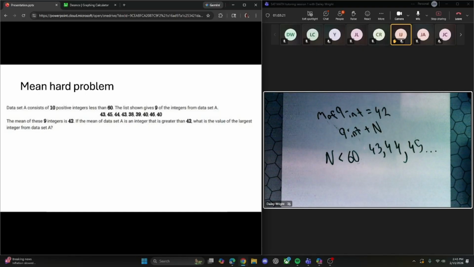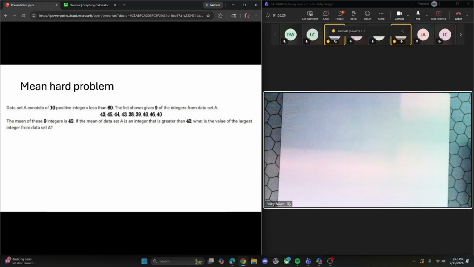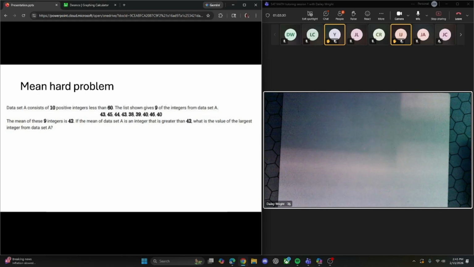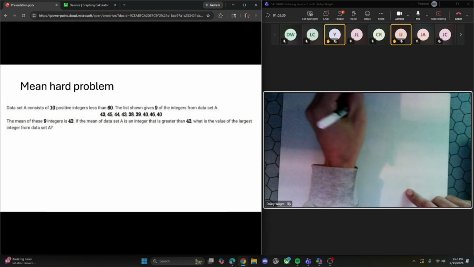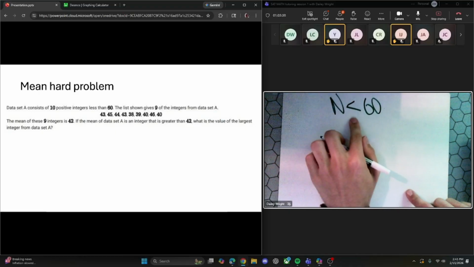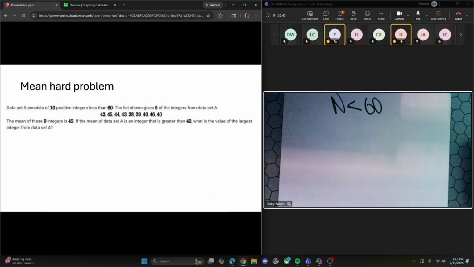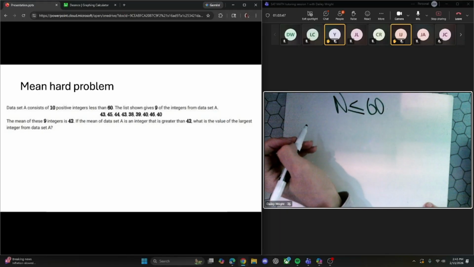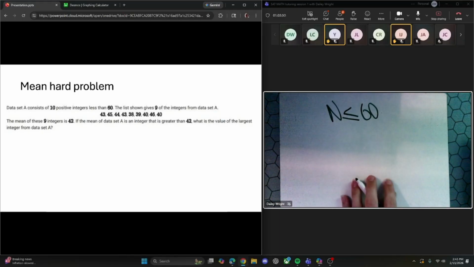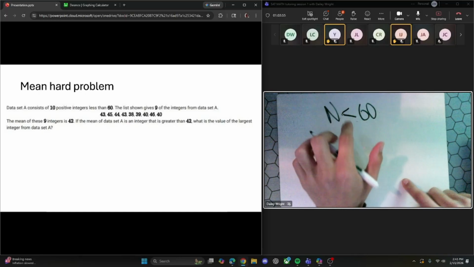Why did you put 59 instead of 60? So, it says dataset A consists of 10 positive integers less than 60. So that means n has to be less than 60. If n is less than 60, n cannot include 60. If it was less than or equal to 60, n would be able to include 60. But it's only less than 60, which means it does not include 60.